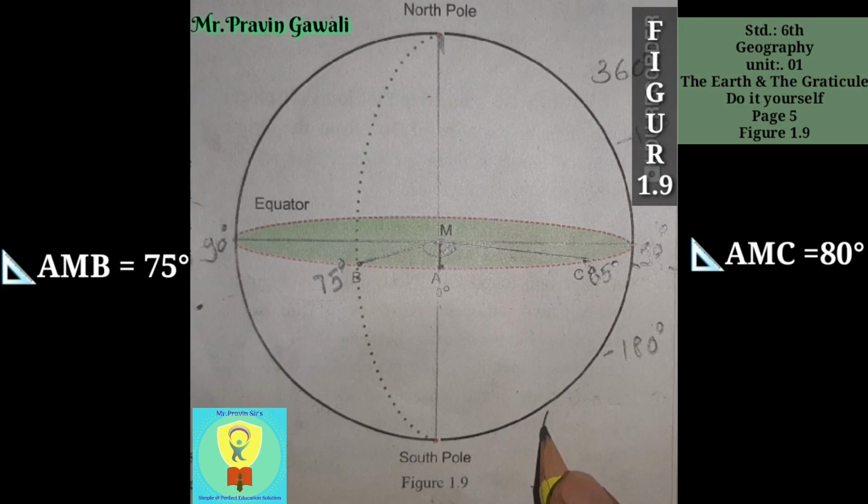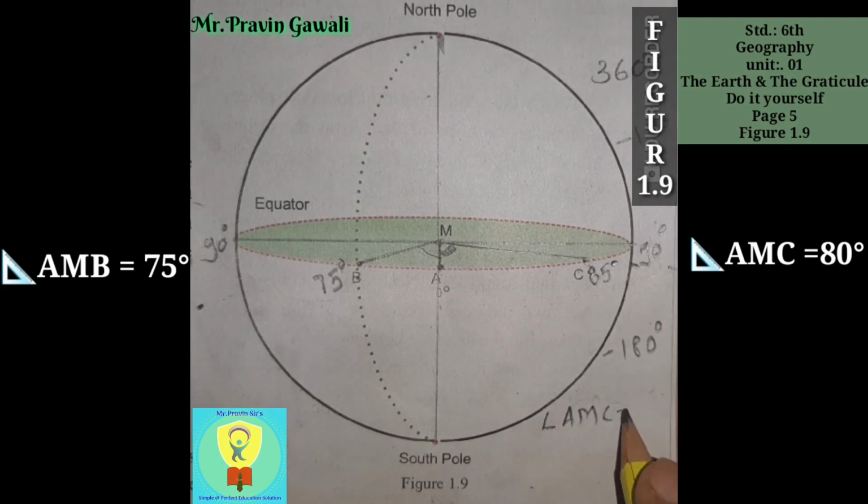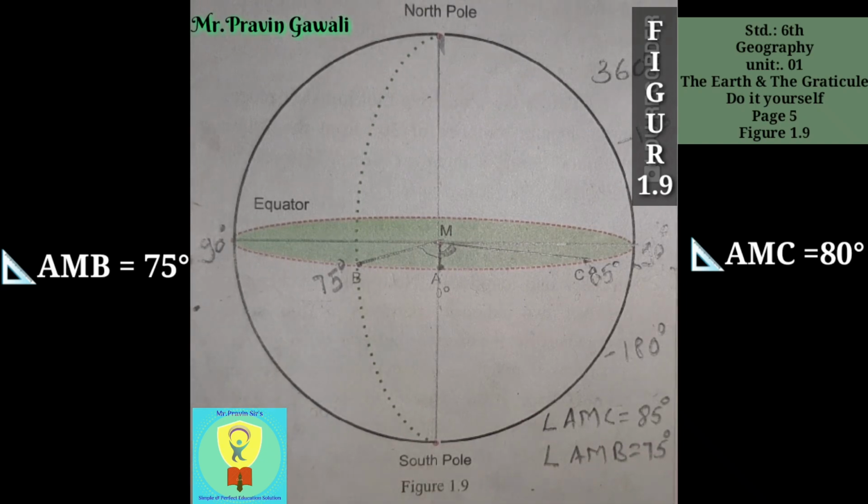So we have got the angles now. Angle AMC is equal to 85 degree and angle AMB is equal to 75 degree. So we got the important things here, both the angles.